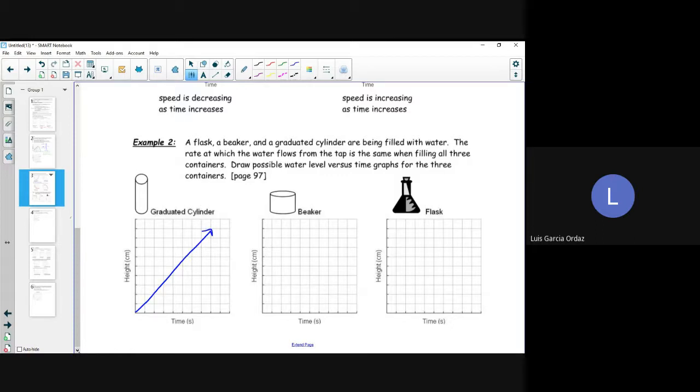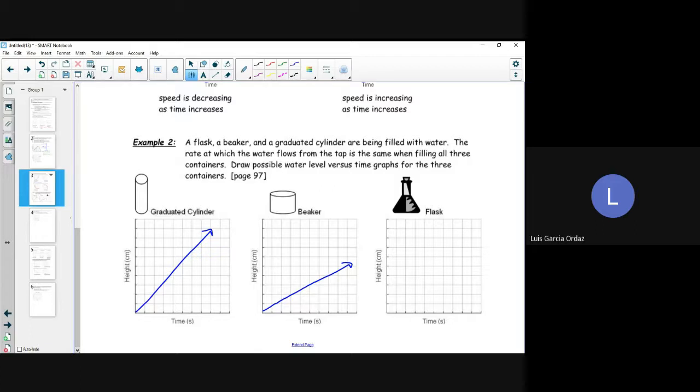And for the beaker, because it's smaller than the graduated cylinder and it has a wider base, the level of water won't rise as quickly as in the graduated cylinder. So as the beaker is being filled with water, it will have a less steep slope than the graduated cylinder because it has a wider base and it is shorter than the graduated cylinder. In terms of volume, they might not be the same, but at the end of the day, the beaker will take longer to fill because of the width of the base.